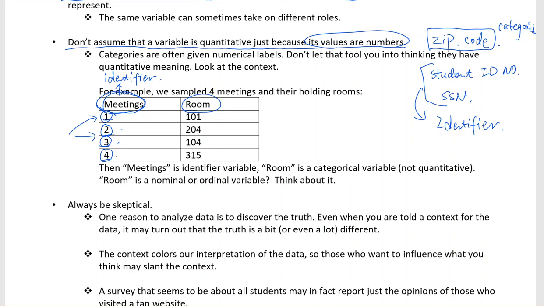Let's talk about the easiest one to be deleted. Is this a quantitative variable? Although these four are numbers, numerical values, they do not have units. They don't measure anything, right? Okay, so it is not a quantitative variable. Then is this variable a categorical variable or an identifier variable?